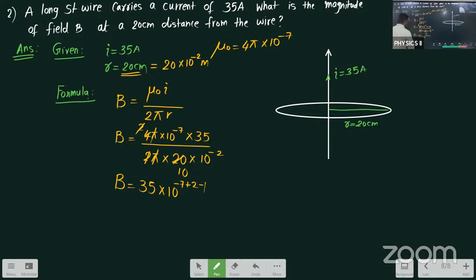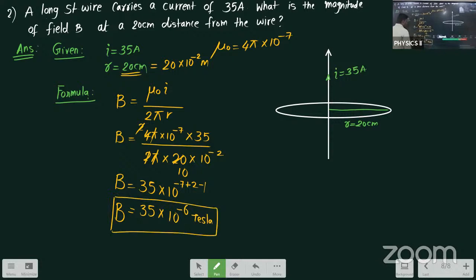So what will be our final answer? B is equal to 35 into 10 power 2 minus 1, which becomes 1. 1 minus 7 will become minus 6 Tesla. Tesla is the unit for magnetic field induction, or B. So this is our final answer: 35 into 10 power minus 6.